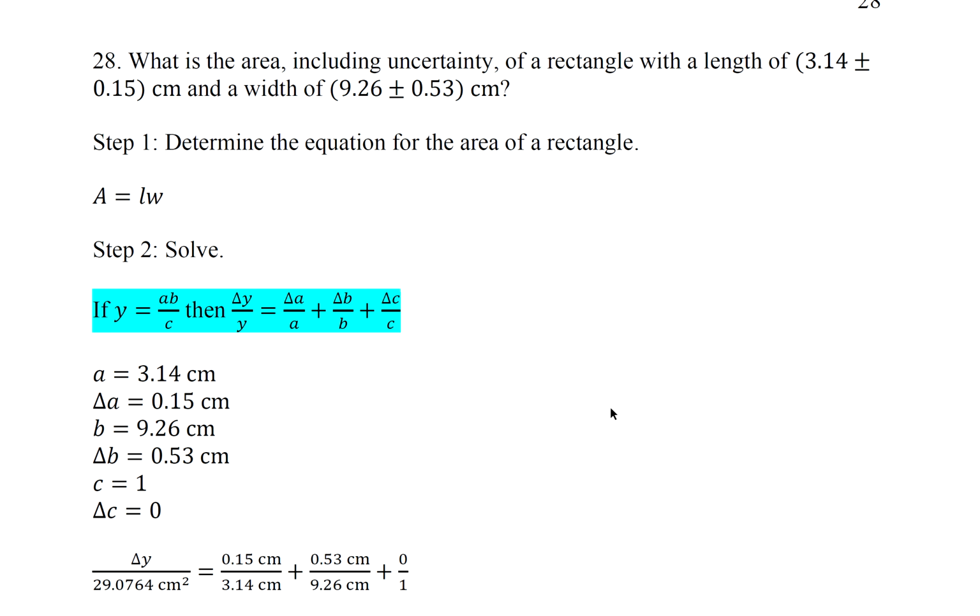Question 28. What is the area including uncertainty of a rectangle with a length of 3.14 plus or minus 0.15 meters and a width of 9.26 plus or minus 0.53 centimeters? They want the area of a rectangle, so we need to use length times width. In this equation in blue, we know delta C is 0.